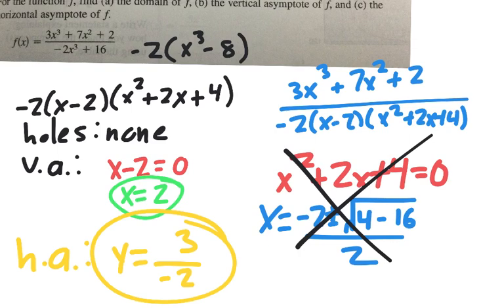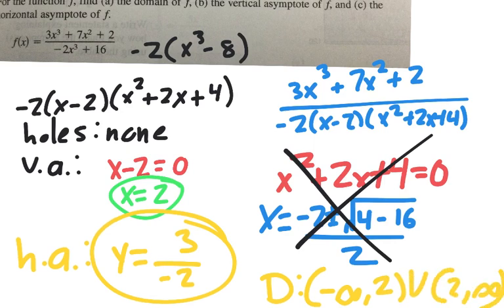To find the domain, it would be everything from negative infinity to 2, and from 2 to infinity. The only thing that comes out of my domain is anywhere there's a hole or a vertical asymptote.